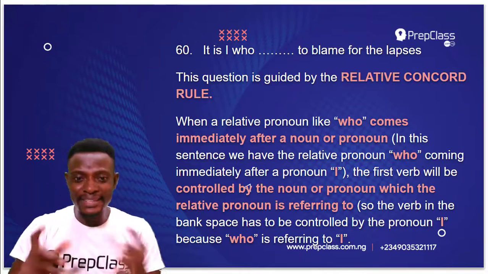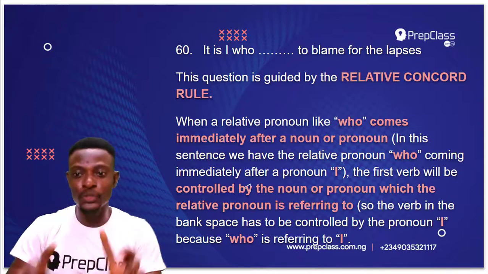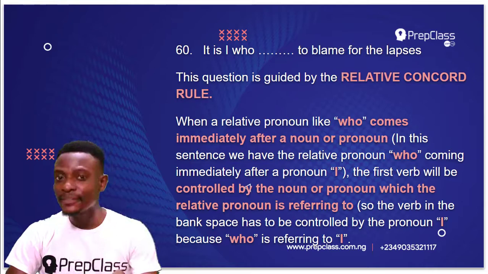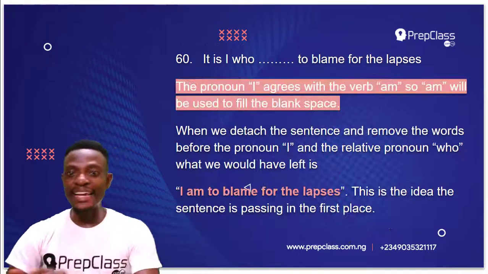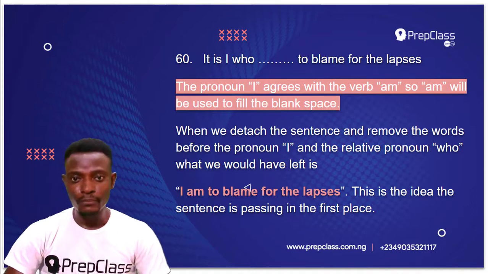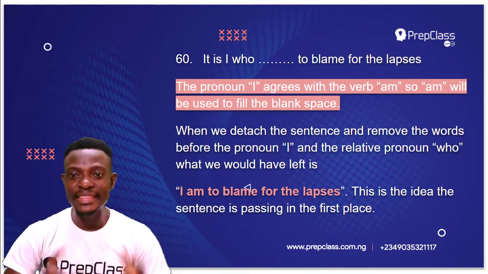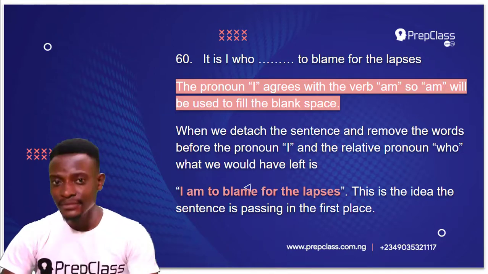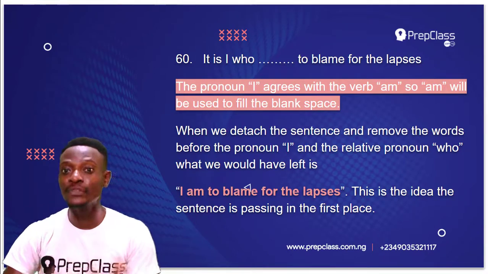Now, the verb in this blank space has to be controlled by the pronoun I because the relative pronoun who is referring to I. So, the pronoun I agrees with the verb am, going by the concord rule. The pronoun I agrees with the verb am. So, am will be used to fill the blank space. It is I who am to blame for the lapses.